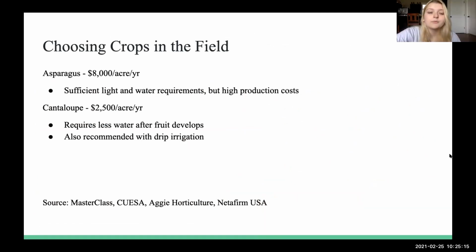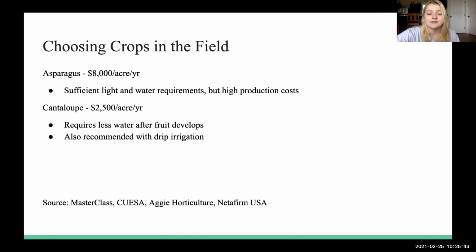So when we were looking at the crops that we were going to, oh, I'm sorry, my name is Rebecca Seal. Hi, we're choosing the crops that are going to be grown in the large garden, which is approximately 4.6 acres. Some of the options that we were looking at first were asparagus and cantaloupe. You can see approximately how much profit we could be making for each crop. And then also some notes that we found doing some research.